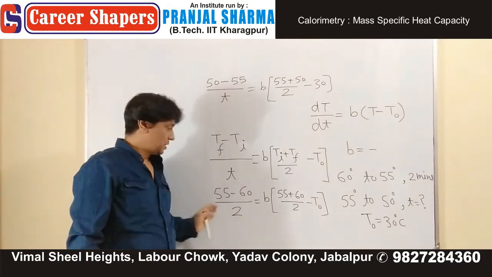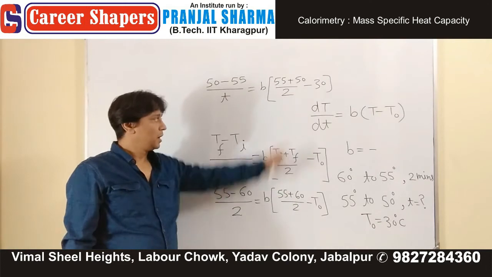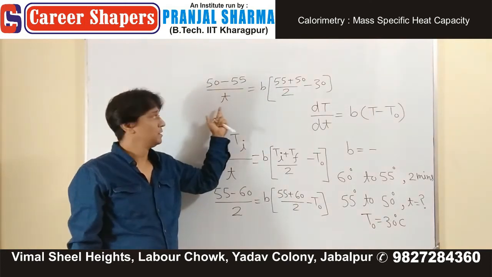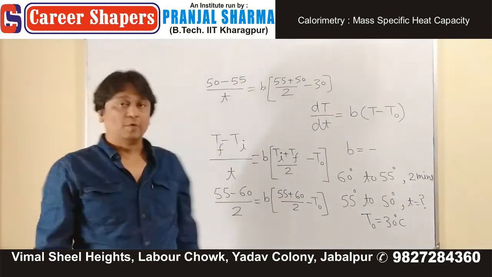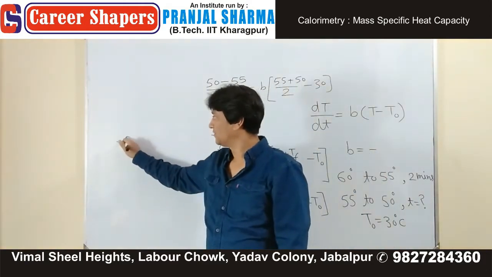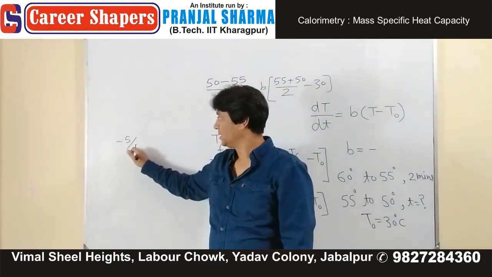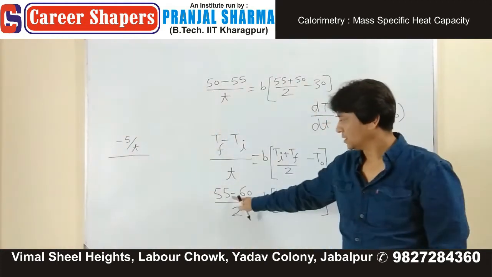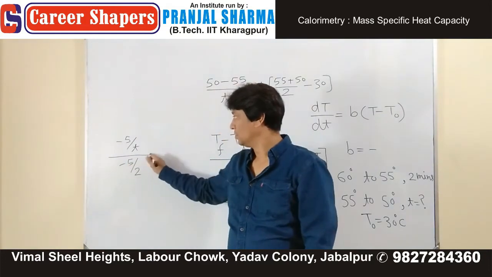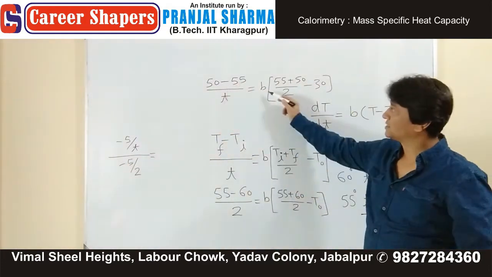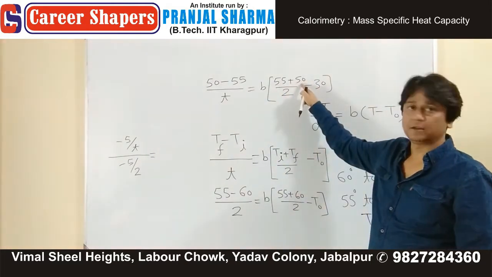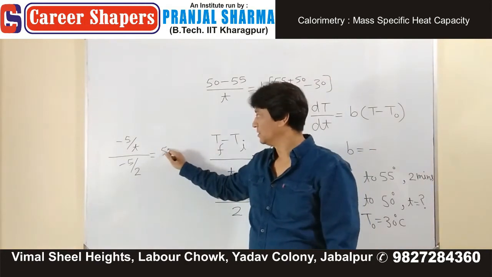From this, divide this and you can find the value of time very easily. So when you divide, it gives you what? This is 50 minus 55 minus 5 divided by T, whole divided by minus 5 divided by 2. On the right hand side, b and b are gone. 55 plus 50, the average is 52.5.